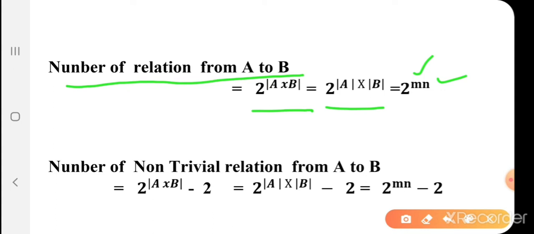Now we discuss the number of non-trivial relations. In the previous section you know that there are only two trivial relations. One is the empty relation, another is the universal relation. So we exclude these two relations, the empty relation and the universal relation. So the number of non-trivial relations from A to B is 2 to the power of mod A cross B, minus 2, or 2 to the power of mod A times mod B minus 2, or 2 to the mn minus 2. So the number of relations minus the trivial relations equals the number of non-trivial relations.